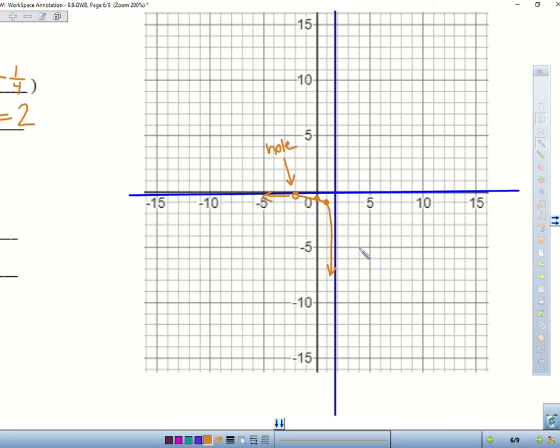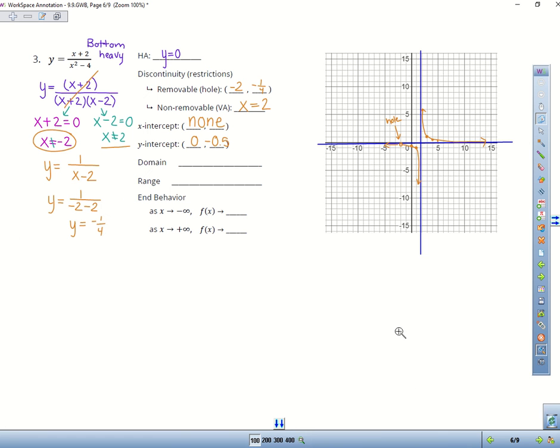And then as for the others, looks like we have a point at, let's try 3. Yeah, 3, 1. And then we have a point at 4 something. 4, 0.5. And then it's like this, it's going to look something like that. Any questions about that?